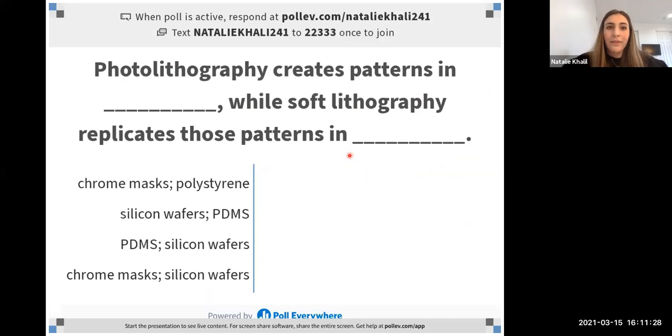Okay, so now we have some more questions on soft lithography and microcontact printing. So photolithography creates patterns in blank, while soft lithography replicates those patterns in blank.